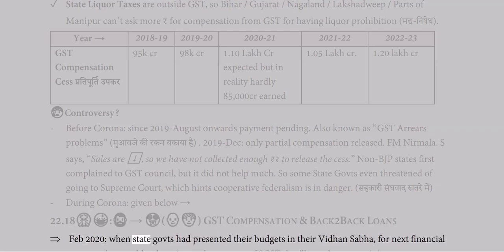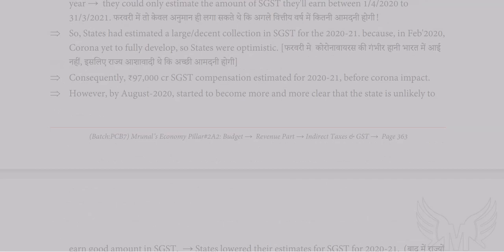In February 2020, when state governments presented their budgets in their Vidhan Sabha for the next financial year, they could only estimate the amount of SGST they would earn between 1st April 2020 and 31st March 2021. So states had estimated a decent, large collection in SGST for 2020 to 21, because in February 2020 Corona had yet to fully develop, so states were optimistic. Consequently, 97,000 crore rupees of SGST compensation was estimated for 2020 to 21 before the Corona impact.